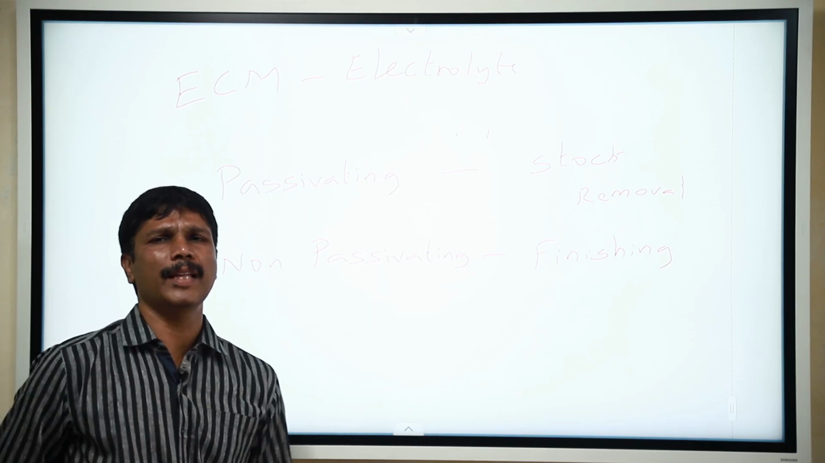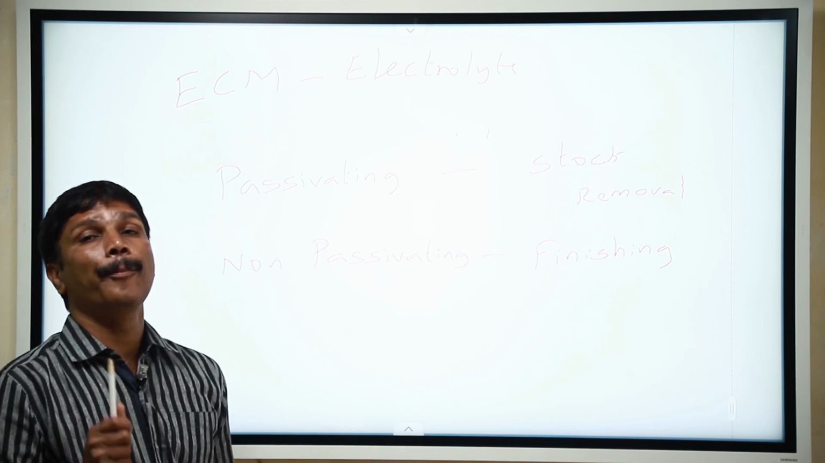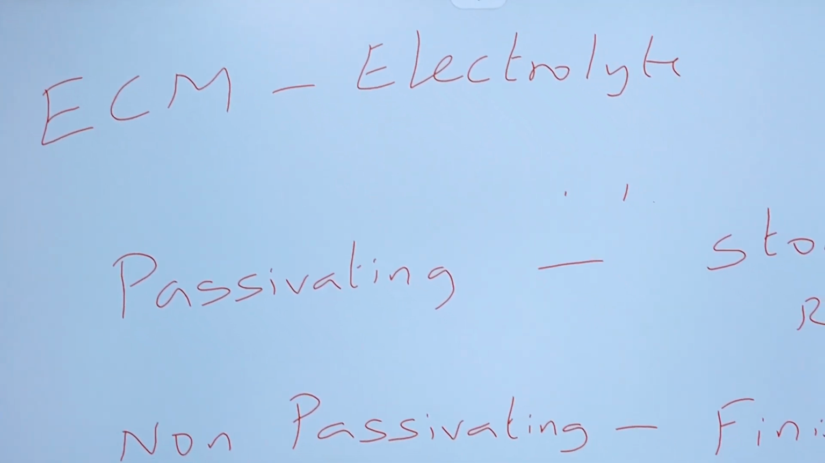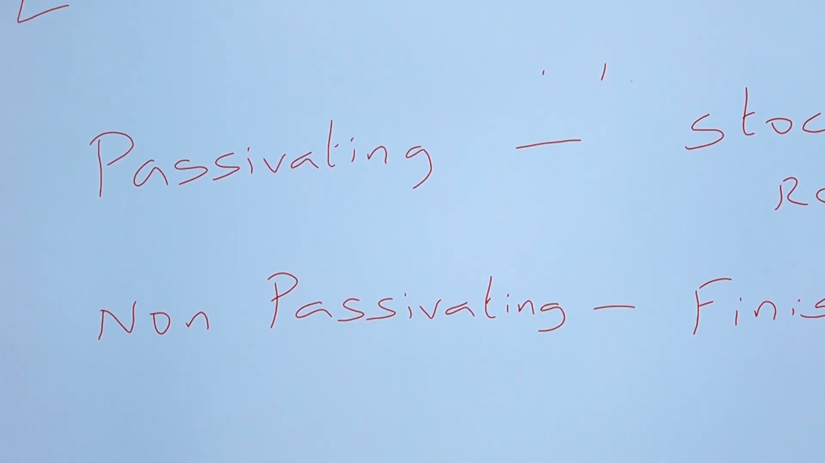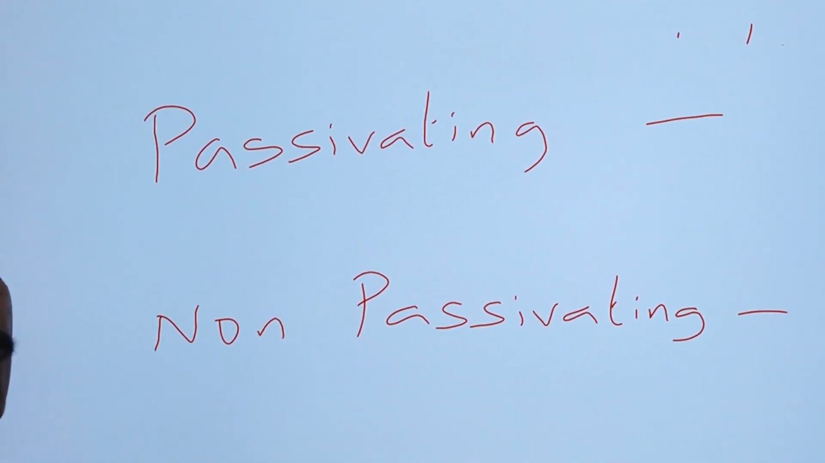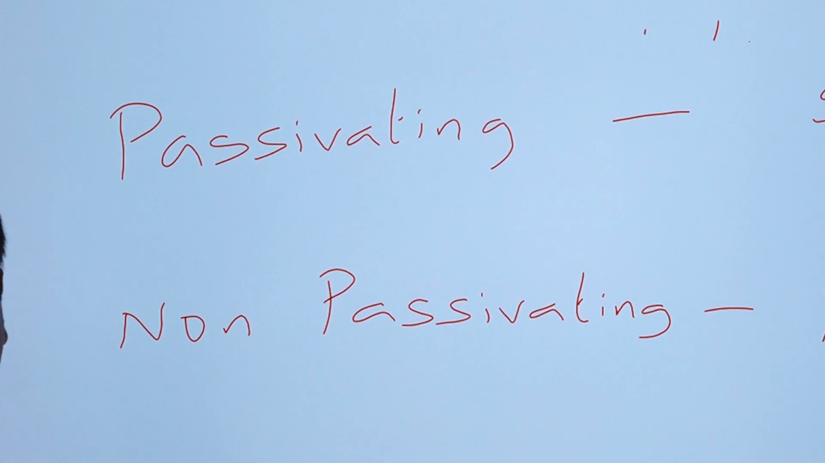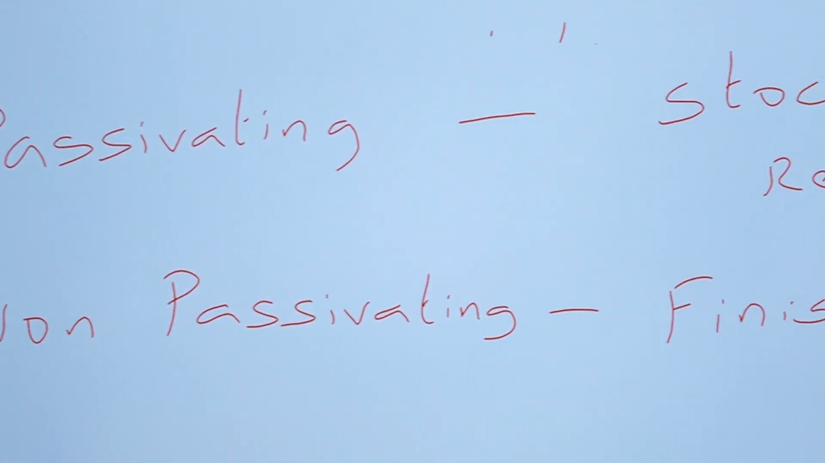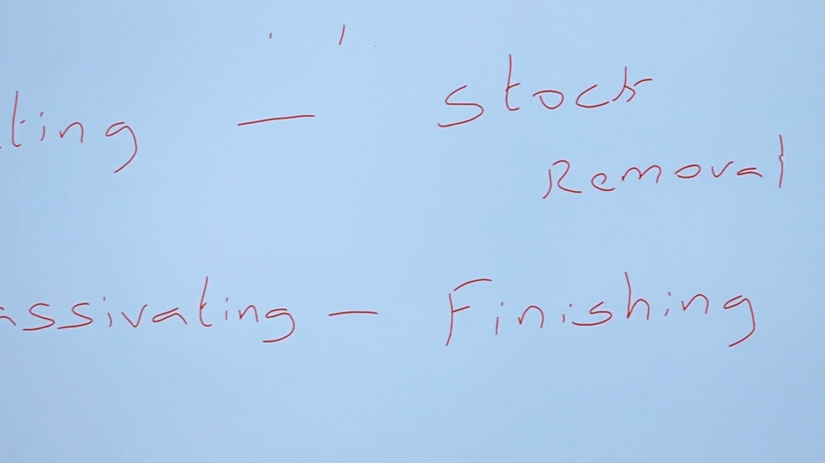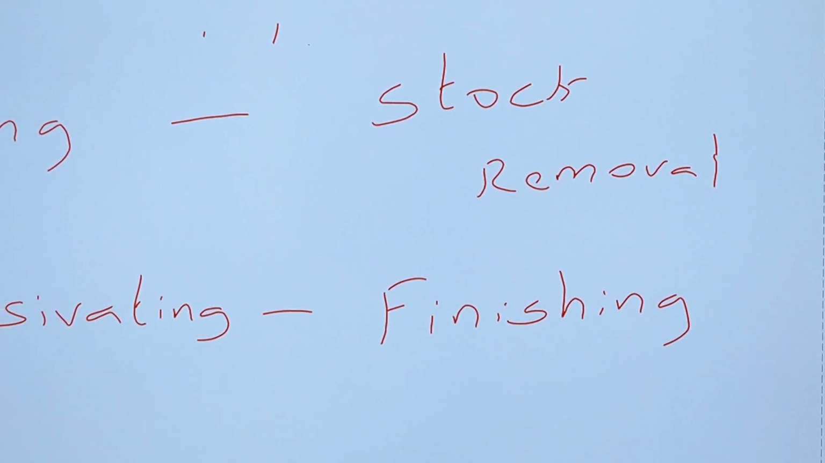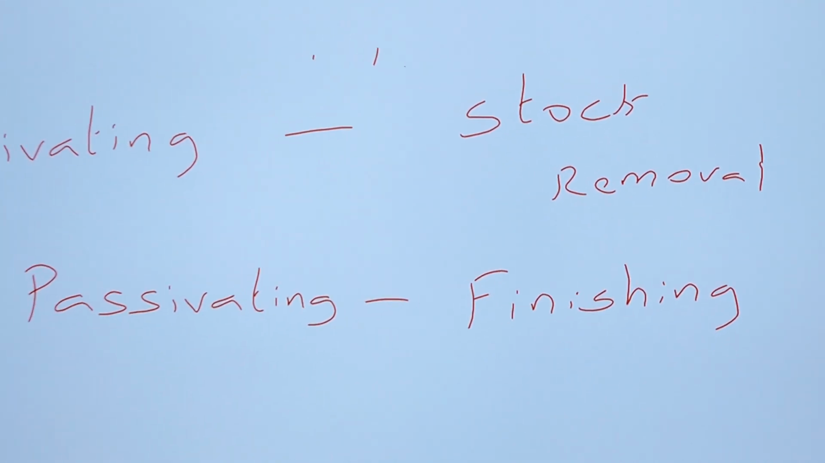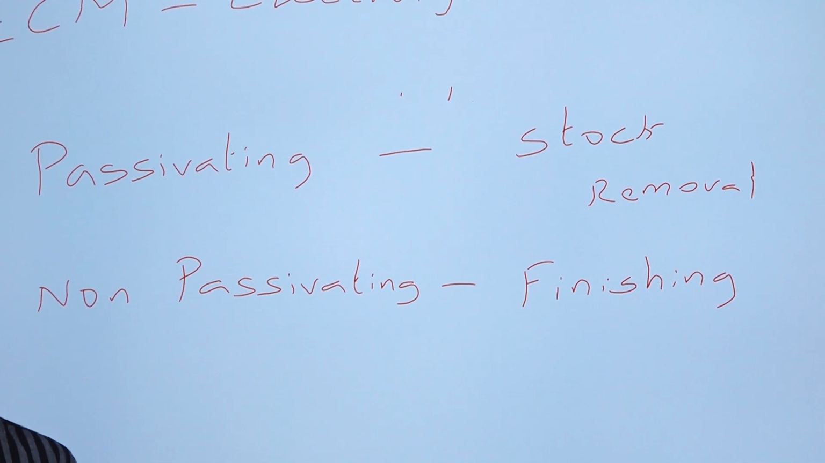In ECM, there are 2 types of electrolytes: passivating electrolyte and non-passivating electrolyte. The passivating electrolyte is used for the stock removal process. The non-passivating electrolyte is used for finishing purpose.